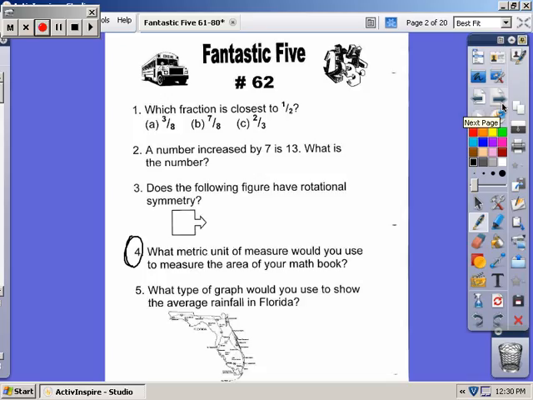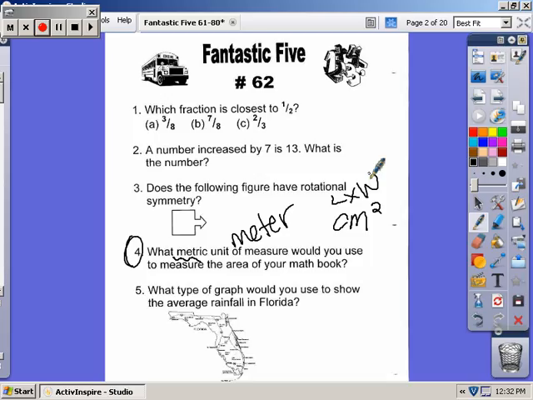For 62, we have this number 4 circled. What type of metric unit or metric measure would you use to measure the area of your math book? We had some confusion about what the metric system was and what the customary system was, and we decided that the metric system included the base of the meter. So Riley said centimeters. He said centimeters would be a good measurement for your math book, and it would be centimeters squared since we're dealing with length times width.